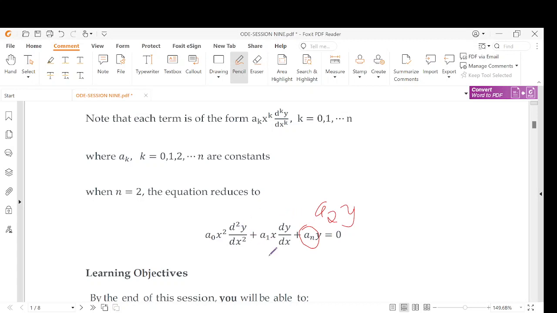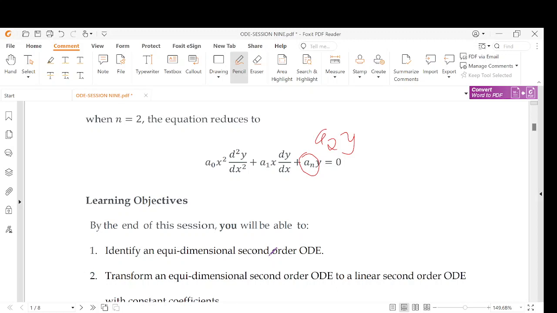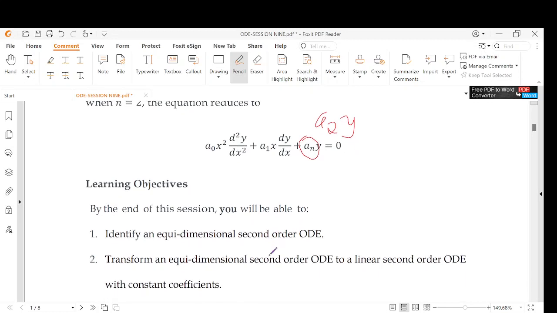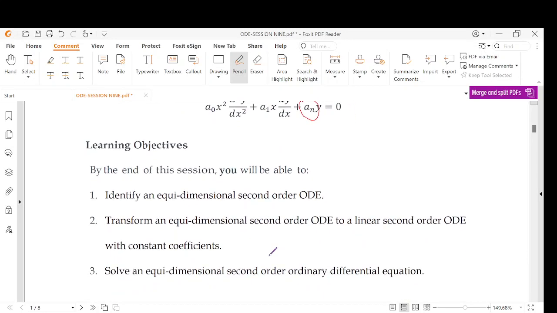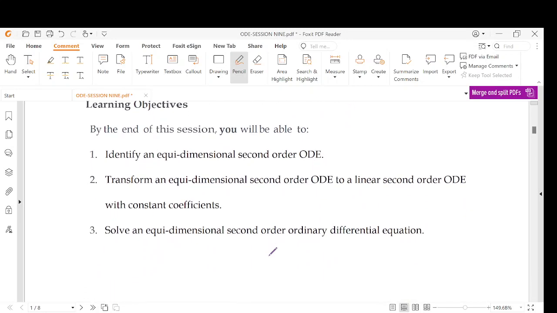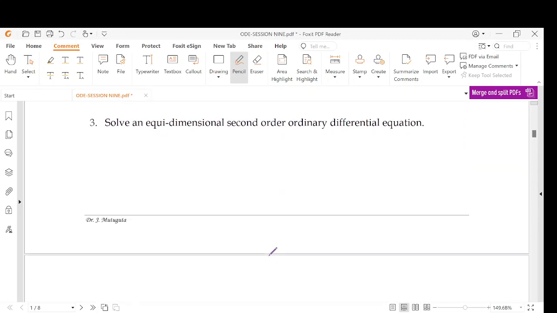equation of order 2. So by the end of this session, you should be able to identify an equidimensional equation, what we are calling the Cauchy Euler. And we shall use a transformation to transform this into a second order differential equation with constant coefficients. So we should be able to transform this into that and then solve the resulting differential equation.